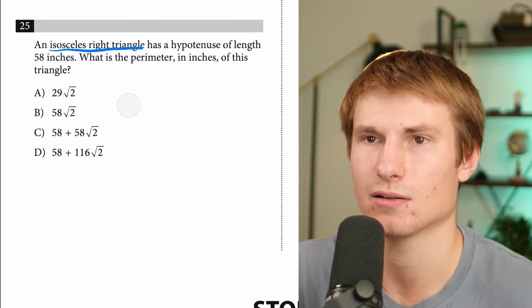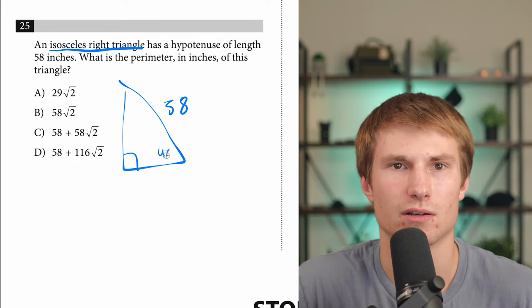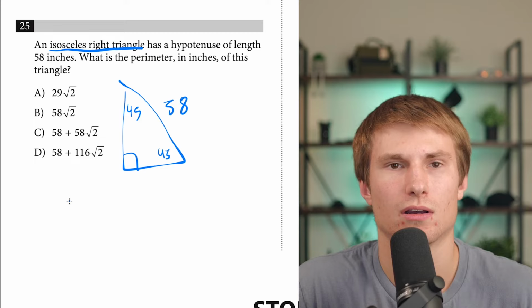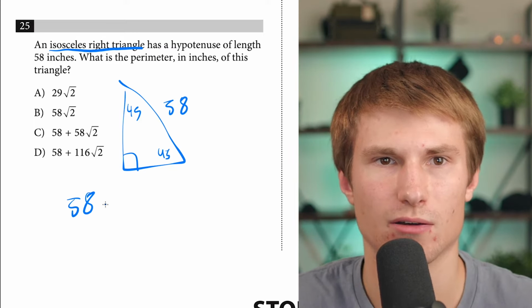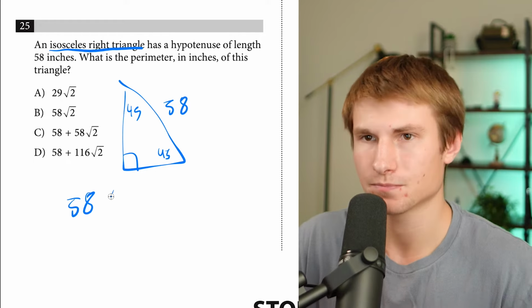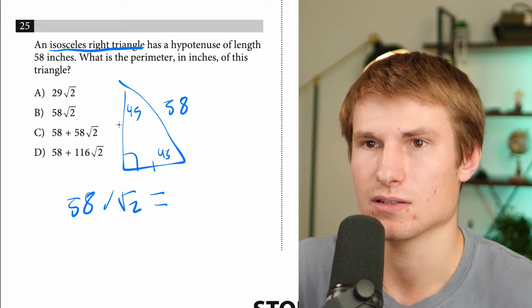Okay, so we've got a right triangle right there, 58. Here's 45. Here's 45. Okay, here's the work written out a little bit better so you can see it. 58. We have to take that. We know that it's getting multiplied by root 2, so we have to divide it by root 2. Okay, and that will give us these side lengths.